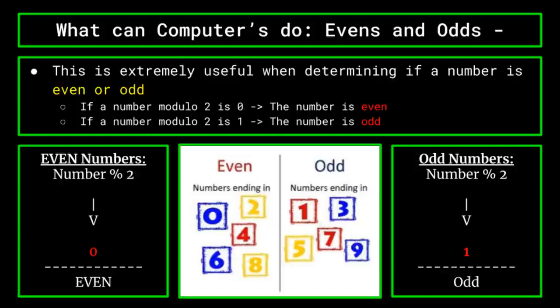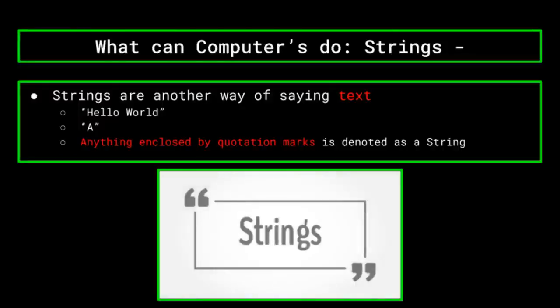Now, not only can our computer work with numbers, but it can also work with strings. Strings, by the way, are just another way to say text. For example, hello world is a string, the letter A is a string, and anything enclosed by quotation marks is denoted as a string in programming languages. We'll cover more about strings in a bit when we talk about variables, but for now, let's continue.